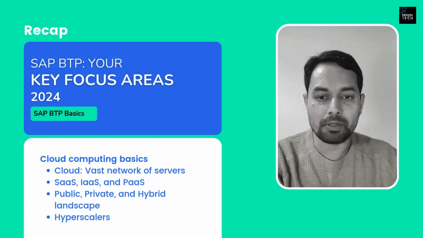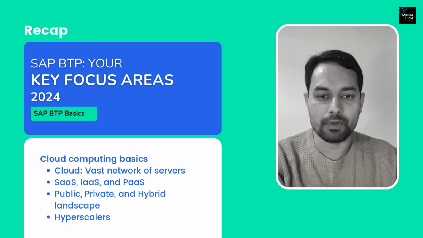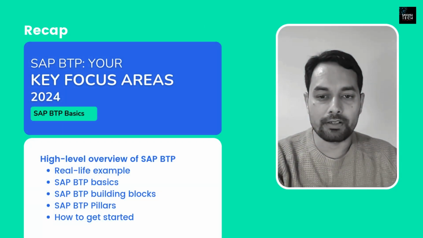Then we moved to the SAP BTP Basics episode, where I explained various cloud-related facts. For example, what is cloud? What are different terminologies used in the cloud computing world, like software as a service, infrastructure as a service, and platform as a service. I also explained the cloud landscapes, which are public, private, or hybrid, and what hyperscalers are. Then I tried to explain SAP BTP with two real-life examples. One was setting up your own startup, and the other one was Indian wedding planning.